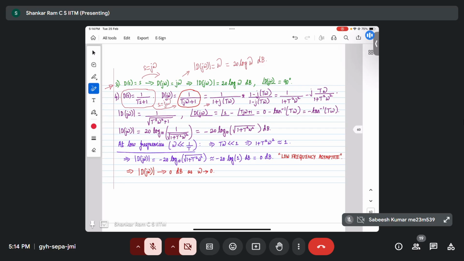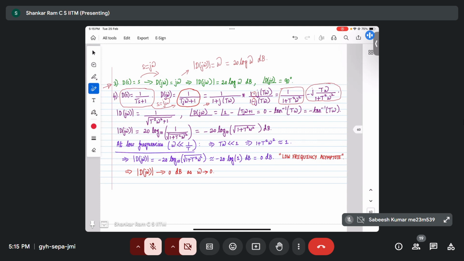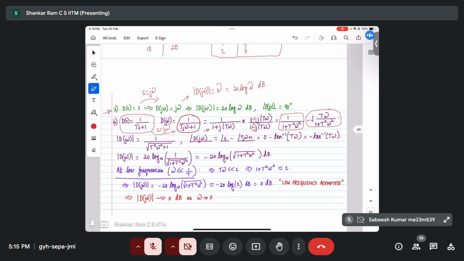Okay, so we multiply by the complex conjugate to extract the real part and the imaginary part. The complex conjugate is 1 minus j t omega. So we extract the real part, which is 1 divided by 1 plus t squared omega squared, and the imaginary part is minus j times t omega divided by 1 plus t squared omega squared. So getting the magnitude is pretty straightforward. By now, all of us know what to do, right?